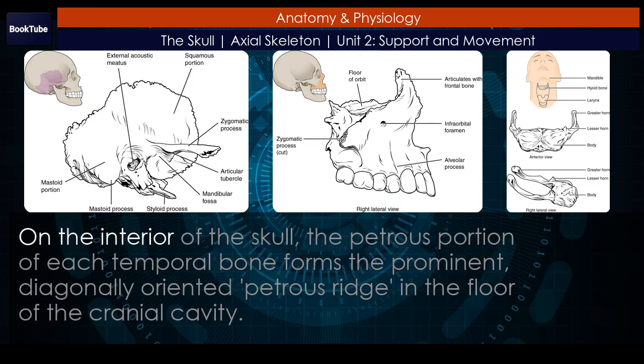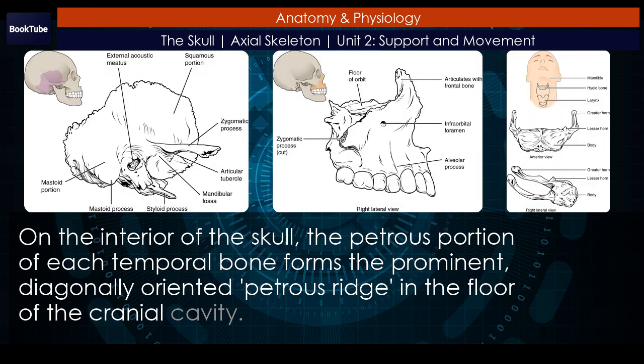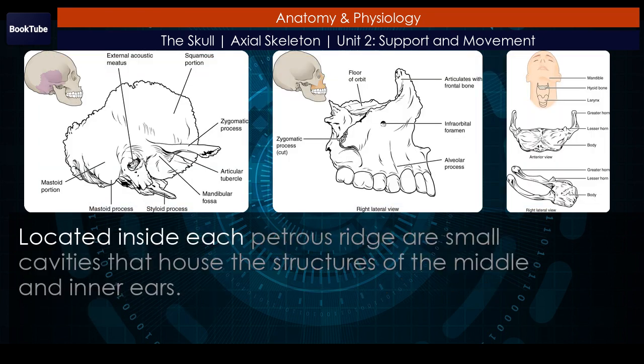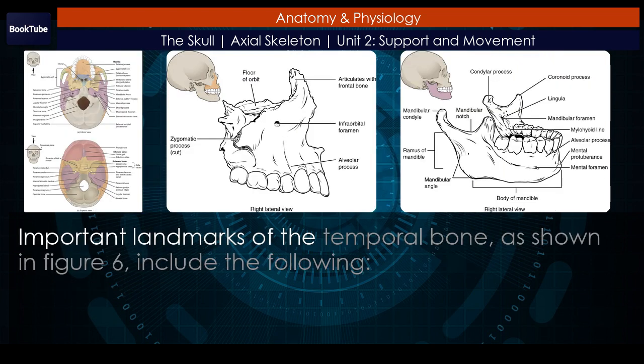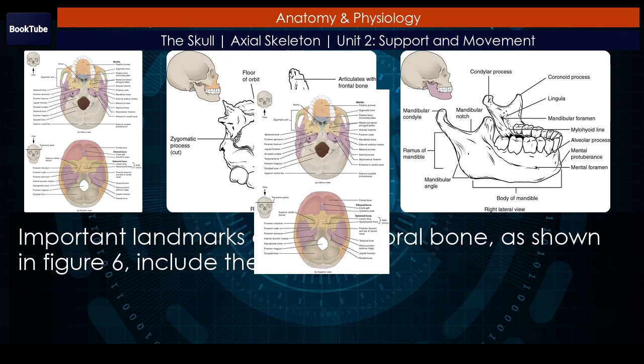On the interior of the skull, the petrous portion of each temporal bone forms the prominent, diagonally oriented, petrous ridge in the floor of the cranial cavity. Located inside each petrous ridge are small cavities that house the structures of the middle and inner ears. Important landmarks of the temporal bone, as shown in Figure 6, include the following.